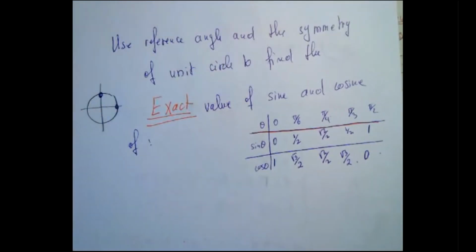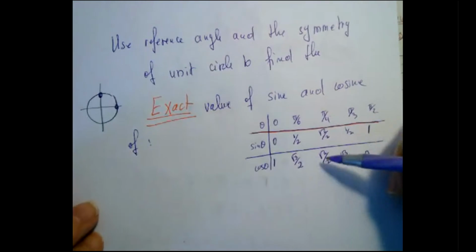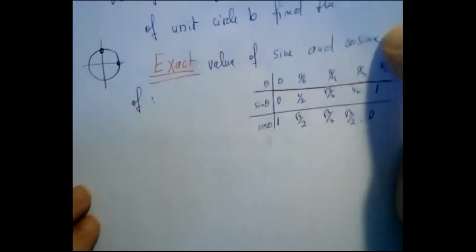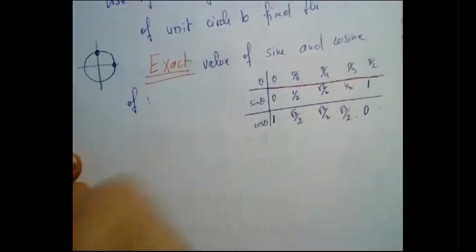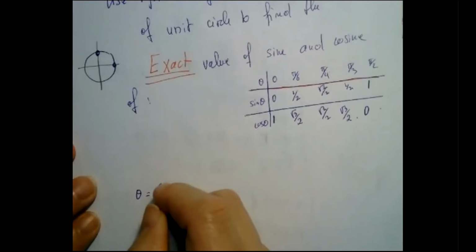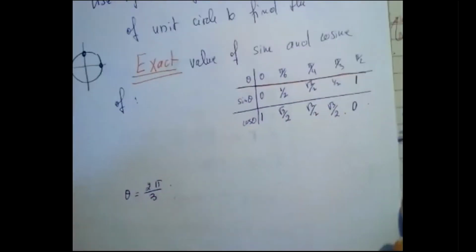All right. So using this, the idea of reference, and the symmetry of the unit circle, I want you to find the following for me. The sine and the cosine of theta equal 2 pi over 3, let us say. I want the exact value. It means I don't want the answer from the calculator. I want the exact value. All right, I give you a minute to figure it out.